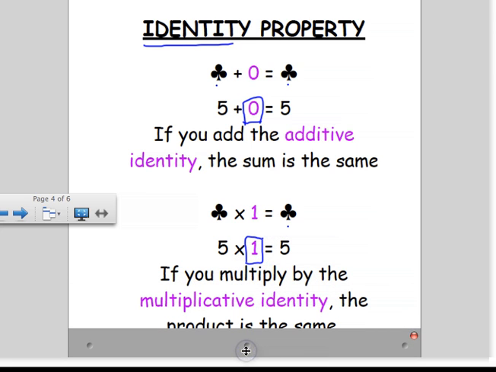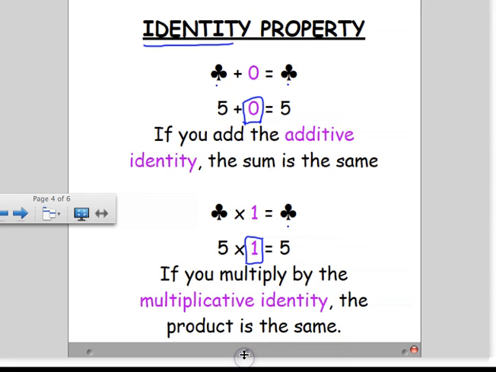If you multiply by the multiplicative identity, the product is the same. So here, the thing that I want you to retain in your head is that you're trying to do something to a number that won't change its identity. In the case of addition, that thing is 0, because if you add 0, it doesn't change the identity. In the case of multiplication, that thing is 1, because if you multiply by 1, it doesn't change the identity.